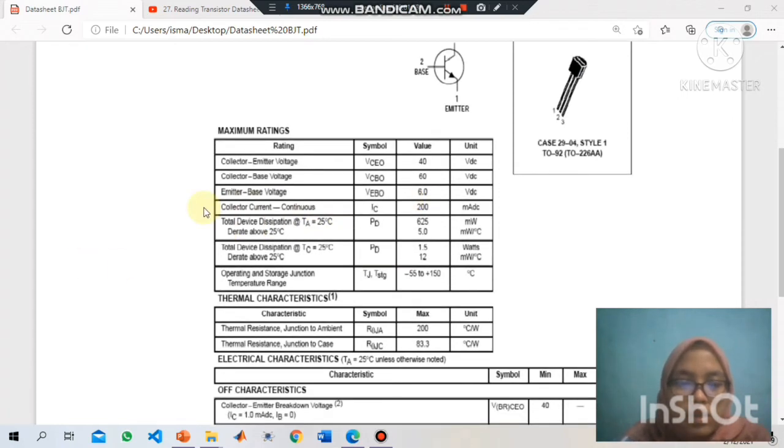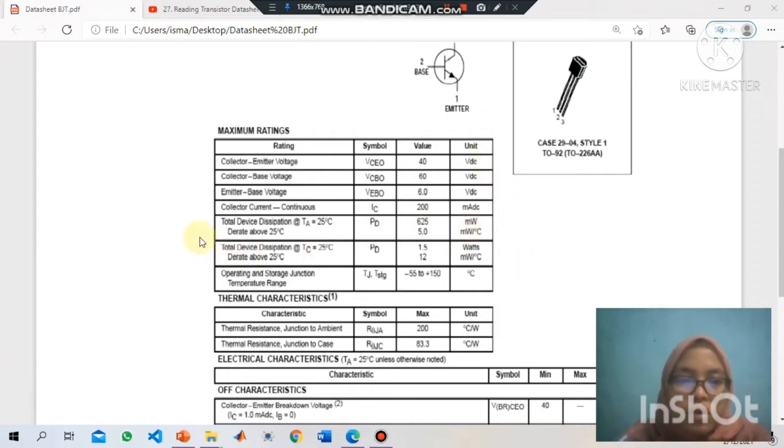The next one we will take a look at is the collector current. The collector current is the continuous current, IC for the symbol. The maximum rating for the collector current that the transistor can stand is 200 milliamp. So the current is the DC current. Next, let's take a look at the total device dissipation or power dissipation for this model. The maximum power dissipation is 625 milliwatt for this component.